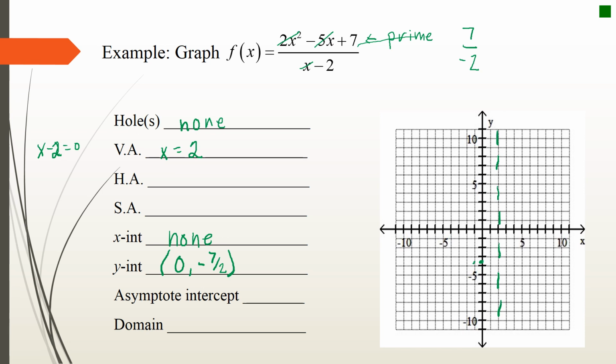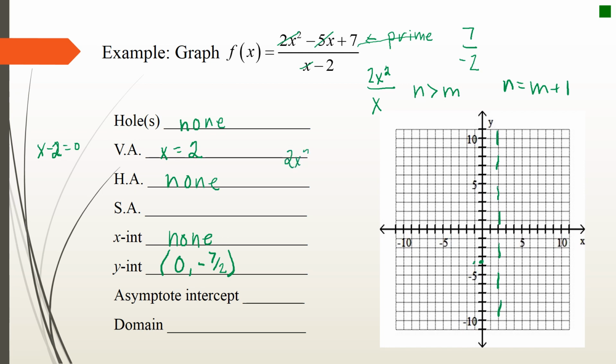Let's look for a horizontal asymptote. Our leading term in the numerator is 2x squared, and in the denominator is x. So n is greater than m, so there's no horizontal asymptote. And n is equal to m plus 1, so we do have a slant asymptote. So we're going to do some long division. I'm going to kind of sneak it in here.